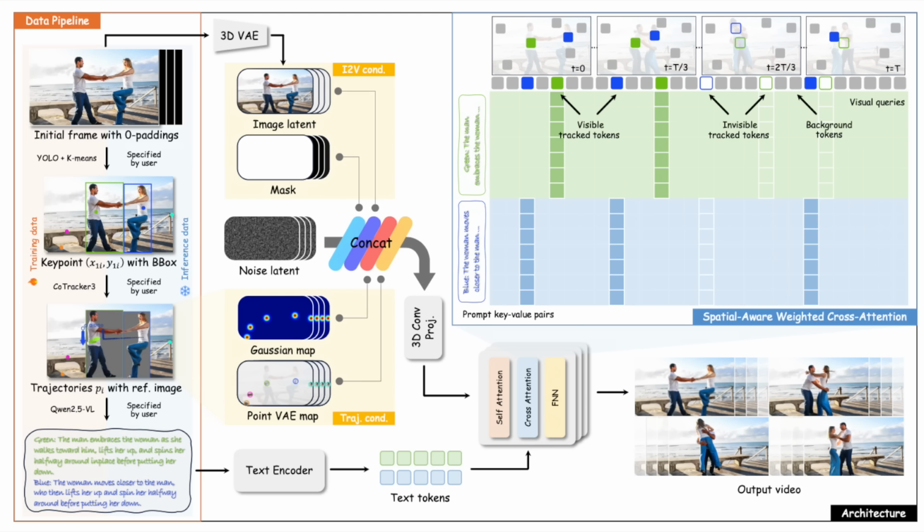It uses trajectory injection by representing your lines as Gaussian heat maps, propagating features along those points to ensure precise motion control.